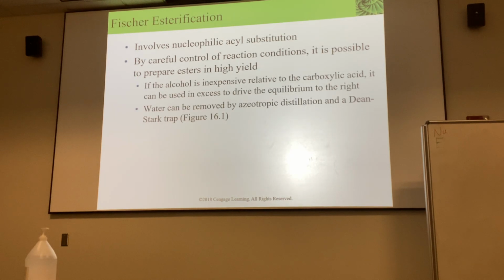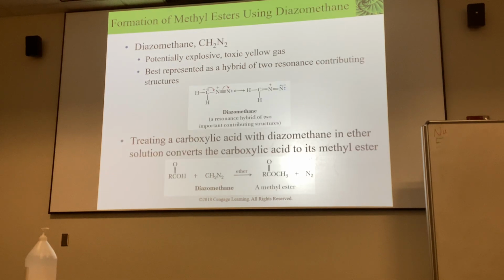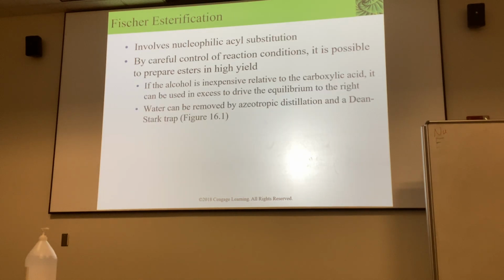I don't think I have the picture in here, but I'm sure that's in your book, figure 16.1. I'm not gonna make you know that, but if you're curious, how you would get rid of water when it forms an azeotrope, you can't just boil it off. Azeotropic distillation. Oh, 16.1, that was chapter 16. That was the only picture of lab equipment that we had on slides.